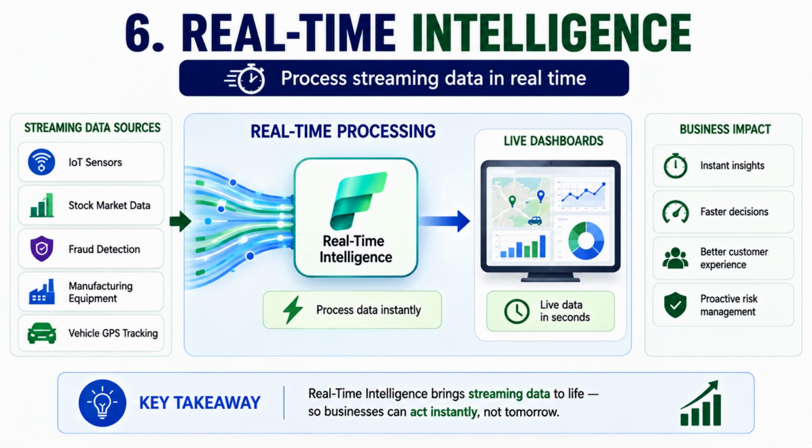Real-time intelligence processes stream data immediately. Some practical examples are IoT sensors, stock market data, fraud detection, manufacturing equipment monitoring, and vehicle GPS tracking. Then instead of waiting until tomorrow, businesses can react instantly. So that is the power of real-time intelligence.